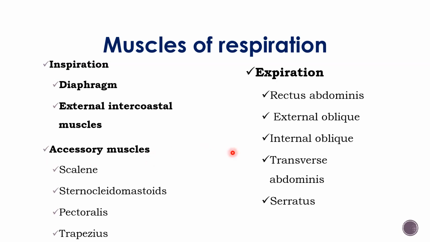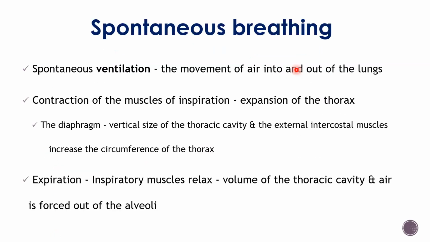For expiration, normally it does not require all the muscles. I'll show you the diagram. In a spontaneously breathing child, how does the breathing happen? The air outside the body comes inside the lungs, and the CO2 that is there in the lungs goes out. How does it happen? Because there are external intercostal muscles and there is the diaphragm. I'll show you the picture.